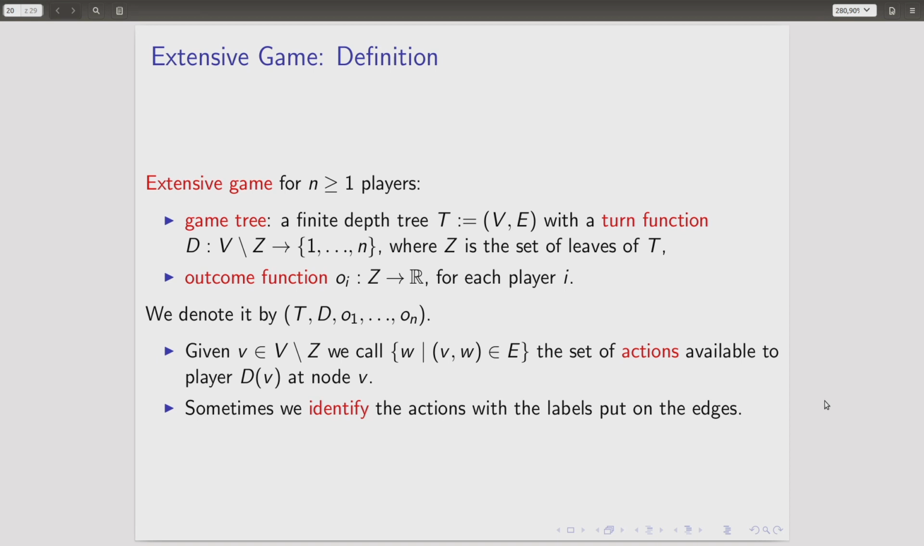And how does the game proceed? So it starts at the root. Then the player who controls the root, so d of root is the number of this player, takes a decision and the game starts to move down the tree. So given a node, we have a set of possible continuations for a given player. So here essentially the game takes place on a graph, and the player at each node chooses which edge to continue.